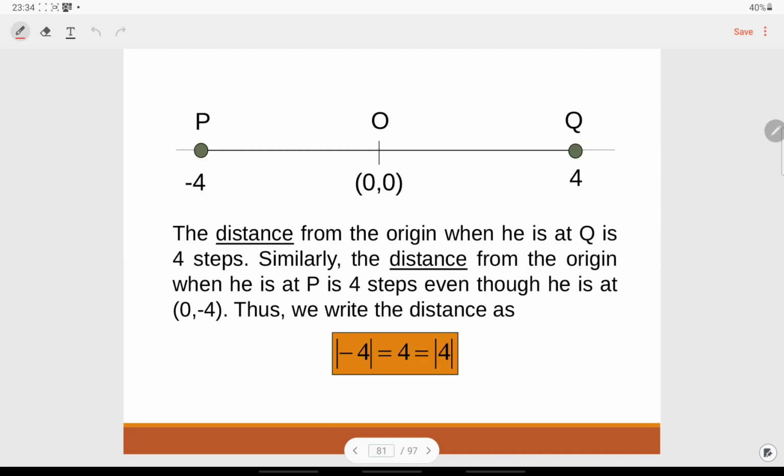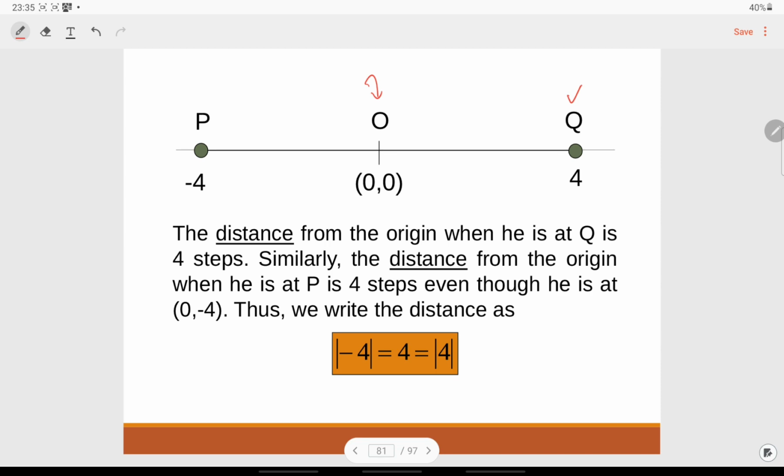So we consider the following. Okay, we can represent the previous case mathematically, like this. We draw the line. So we start from the origin. The origin is represented by 0. Okay. So if he moves from origin to the right, 4 steps, that means this is the location.